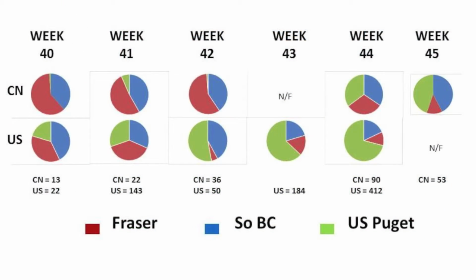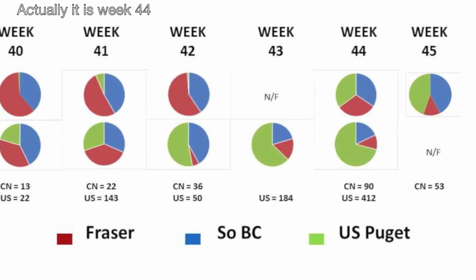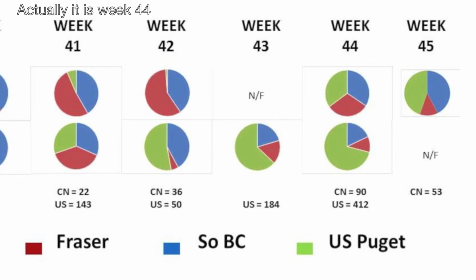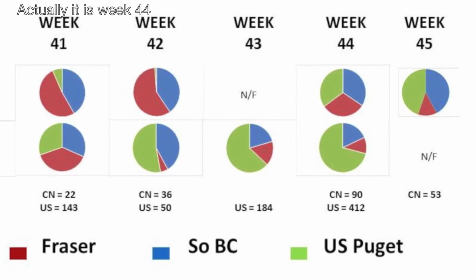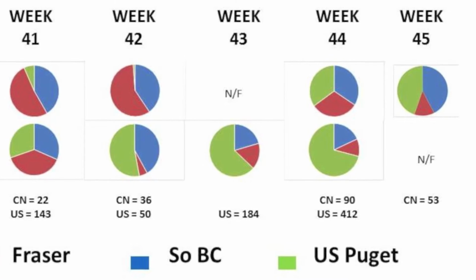If we look at the Canadian side first, from week 40 on, the largest proportion was Fraser River in the red, with Southern BC the next dominant group. A little bit of Puget Sound in week 41, but by week 42, Puget Sound, Southern BC, and Fraser were in equal proportions as the Fraser River proportion dropped. By week 45, the Fraser was a much smaller grouping overall.